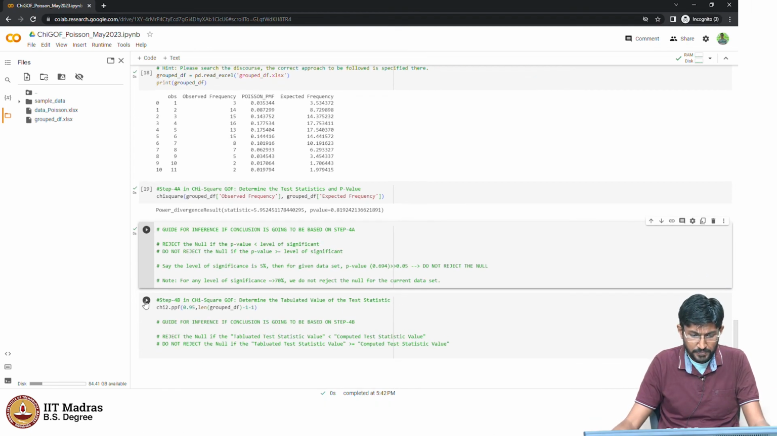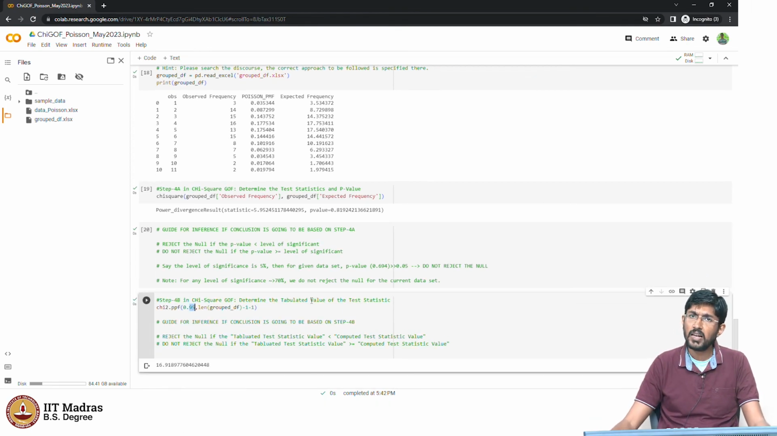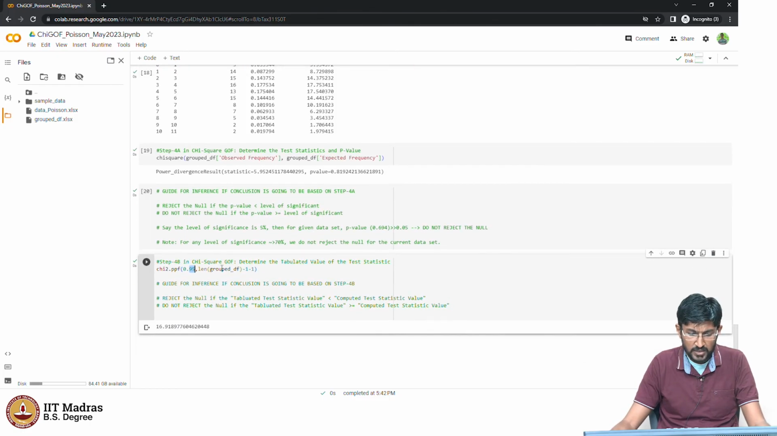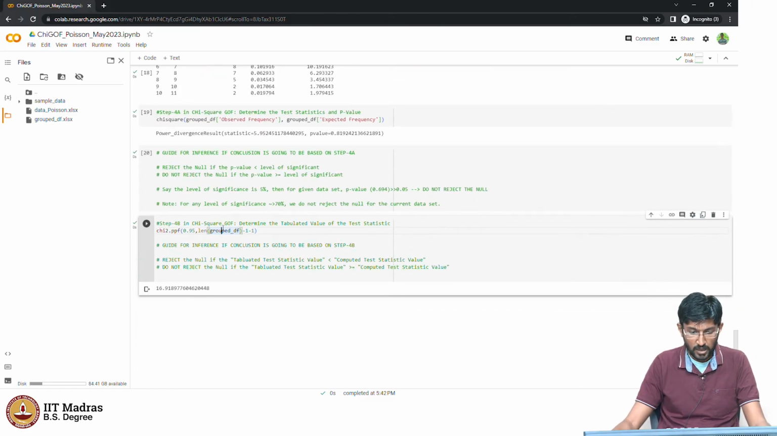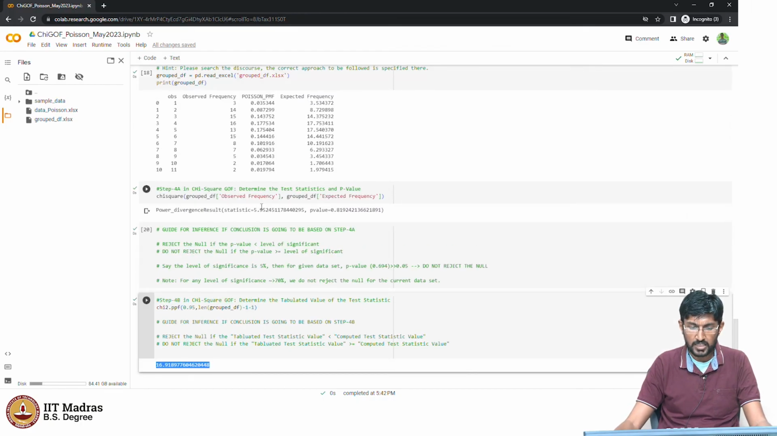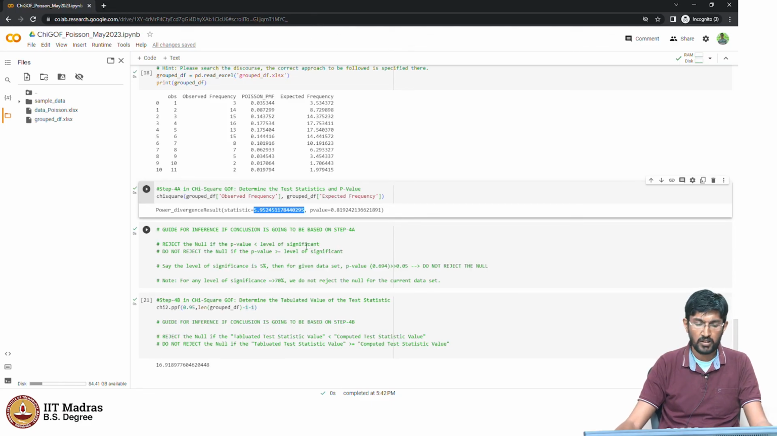The same way, at a 95% level of significance, if I do k minus p minus 1, my k is 10 buckets, alright, 1 to 11 is 10 buckets, and I subtract 2, because I am only computing the lambda here. So 10 minus 2 is 8, and my chi-square tabulated value is going to be 16.9. And 16.9 is much greater than 5.9, and hence I will not be rejecting my null hypothesis, right?